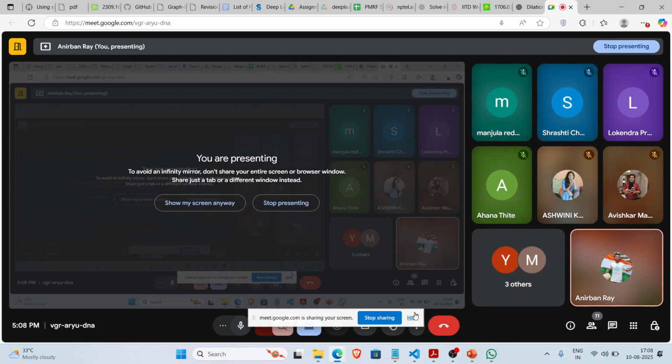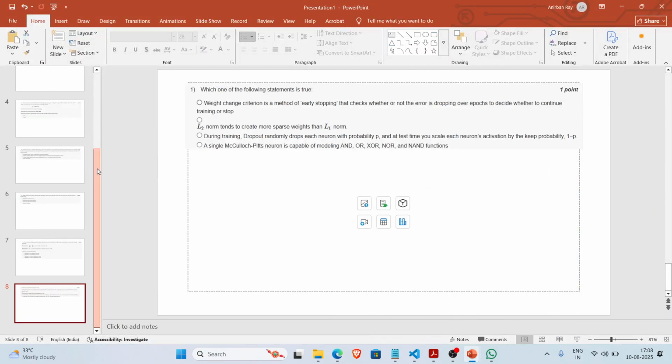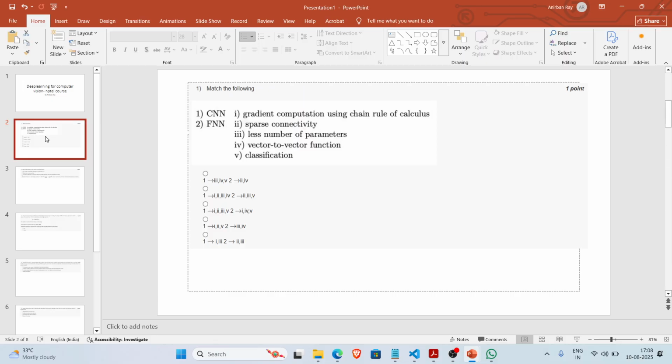Okay, so let's get it started. We'll be doing week 4 today. Some questions there. Week 4 comprises of the convolutional neural network and fully connected neural network, and we use those for classification tasks mostly.